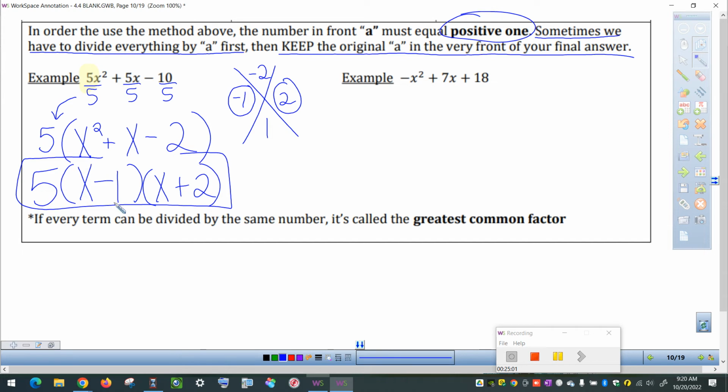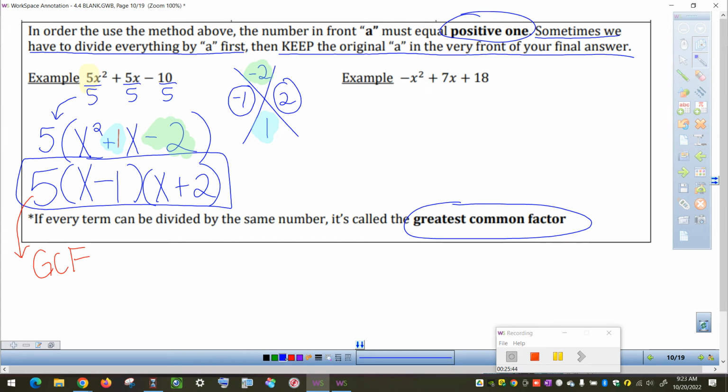Yes, Sheila. Let's look at this sentence here at the bottom. If every term can be divided by the same number, that special number that we divided everything by is actually called the greatest common factor. There's a 5 right here. If we were to just make a little note for that, that 5 is a GCF. That stands for greatest common factor because we divided everything by it. Your greatest common factor always is in the very front of your final answer.